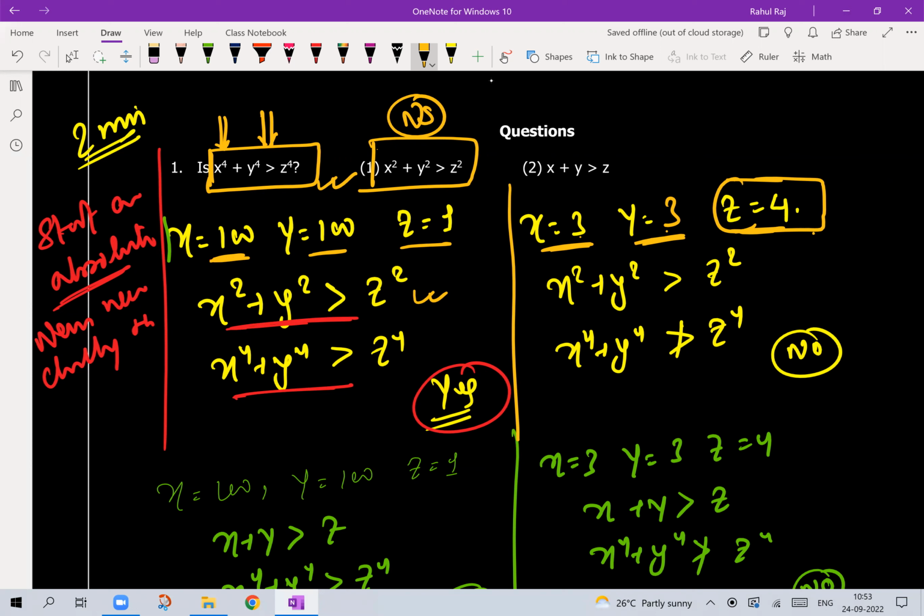The point is pretty simple. It's a type of question where, if it is not sufficient, you must have a yes and no situation. Creating a yes situation is pretty easy, but creating a no situation, taking a value for a no situation, sometimes gets tricky for sure. Agreed?